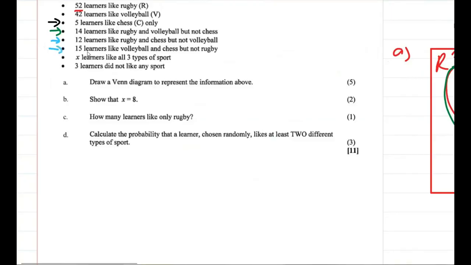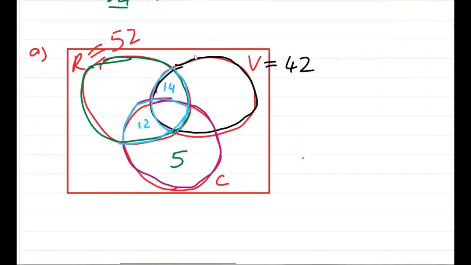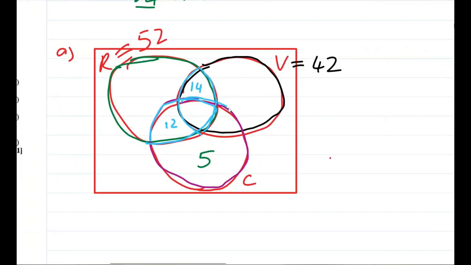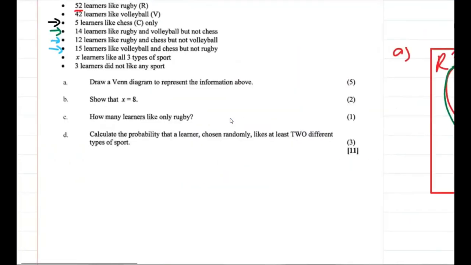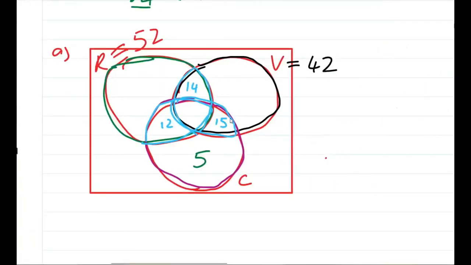Now they say 15 learners like volleyball and chess, but not rugby. So here's volleyball and chess. Does the 15 come in the first or the second spot? Second spot. So here we go, this is 15. And now they say X learners like all 3 types of sports. So where do you think X is going to go on our Venn diagram?